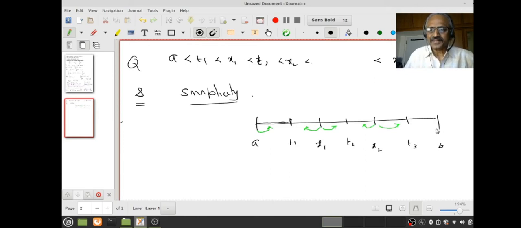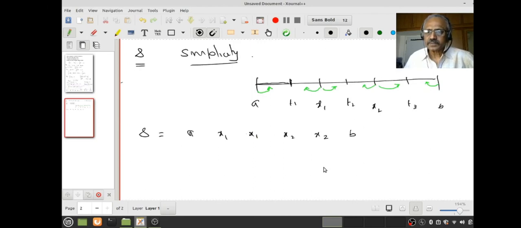And now T3 to B, what should be the tag? I'm sure all of you know that. It should be B. Yeah. So what are the tags now? The tags are going to be A, right? X1, again X1. You understand that? And you understand that A, here X1, this is X1, here it is X2, and here also X2, and then B. These are the tags. Is that clear to you?